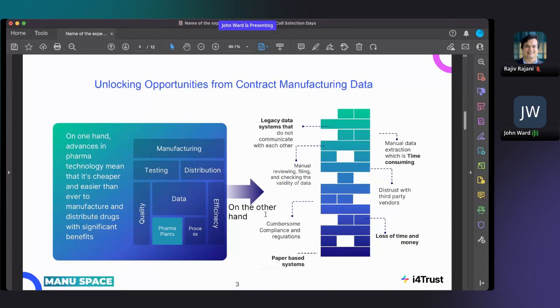If we look at the pharmaceutical industry, these guys have just saved us from COVID and they're saving the world. We have many advances in the industry that mean it's cheaper and easier than ever to manufacture and distribute drugs, with significant benefits. But if we peel away the layers of this, we see a system that's built on, I guess, older foundations. We have legacy data systems that don't communicate with each other. You have manual data extraction, which can be time consuming, the filing of data, checking the validity of the data. There's distrust with third-party vendors. There's cumbersome compliance and regulations. And all of this results in lost time and lost money.